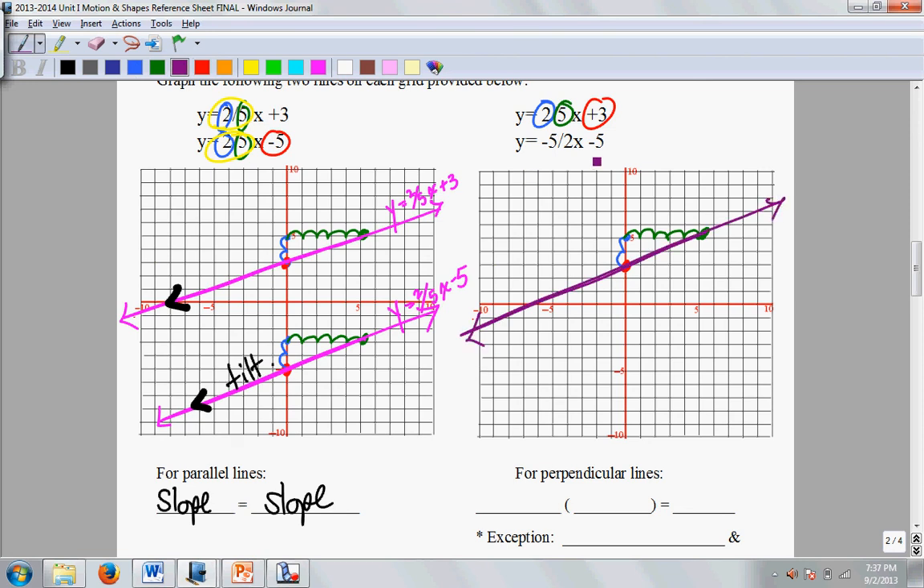And now we're going to graph the second line. y equals negative 2/5 x minus 5. So we start at negative 5, and it is going to be a negative slope, which means it goes down from left to right. So I'm going to rise 5, 1, 2, 3, 4, 5, and I'm going to go to the left 2, 1, 2. I could also drop 5, 1, 2, 3, 4, 5, and go to the right 2, same thing. Now I graph my second line.